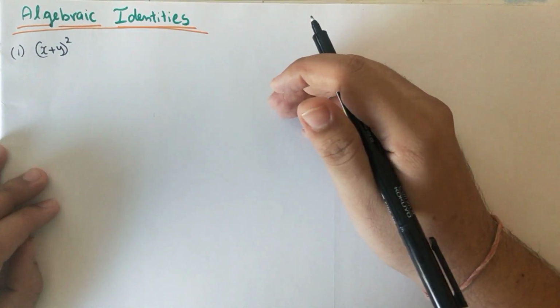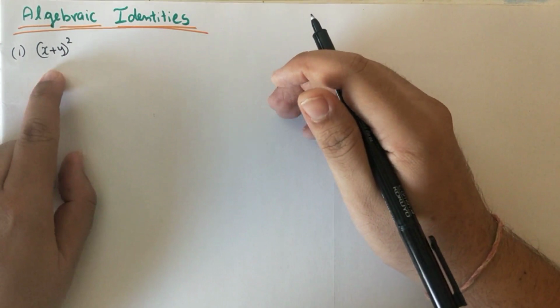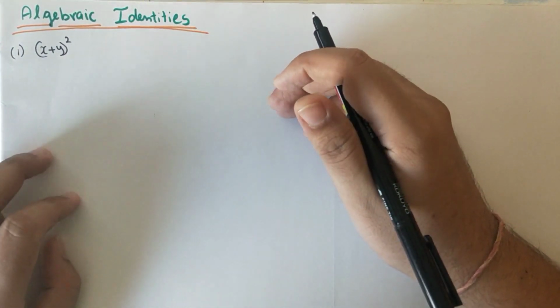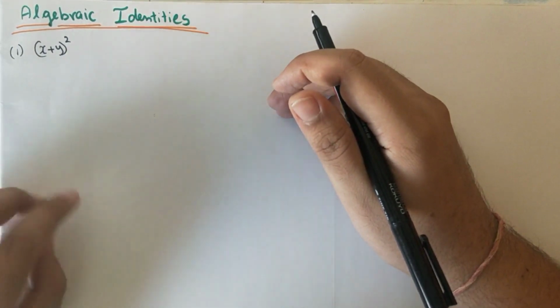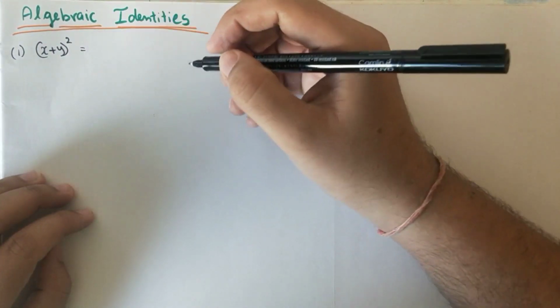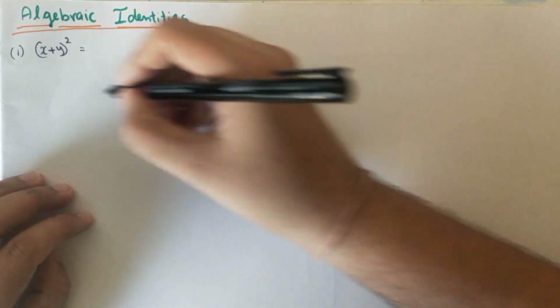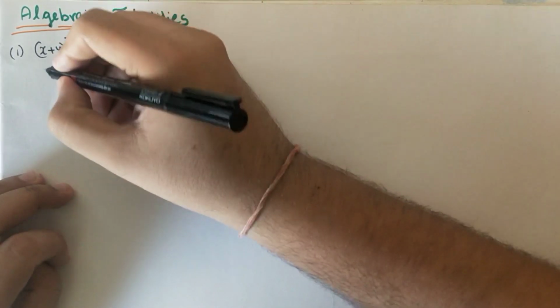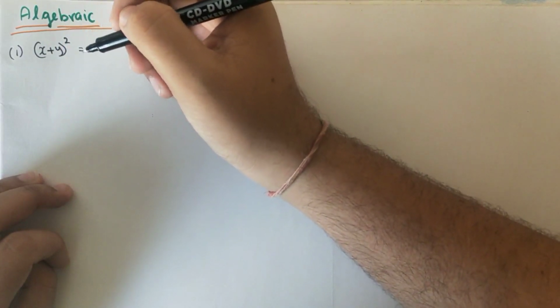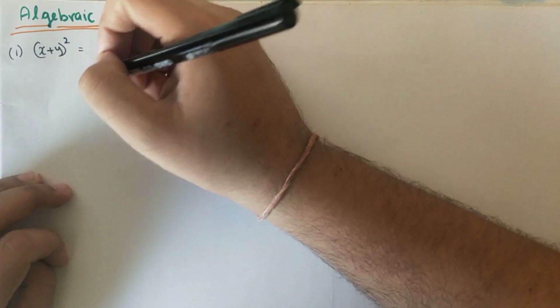X plus Y the whole square means there are 2 terms, the first term and the second term, getting whole squared. First they are added and then they are squared. So how do we write the right hand side of this identity? For explanation, if at any point you forget what the identity is, just go through this step and you will get the answer.